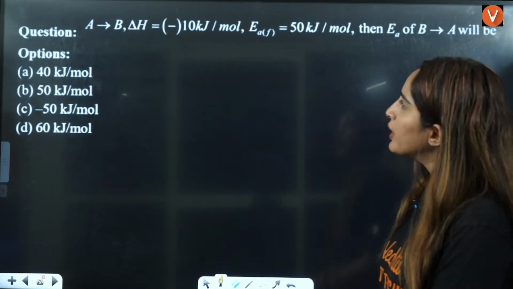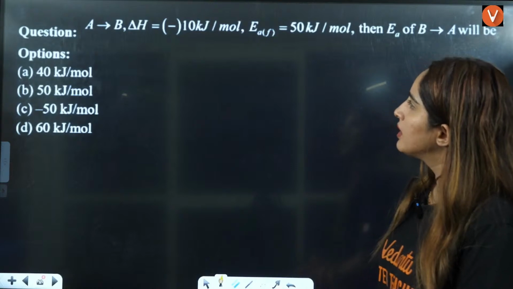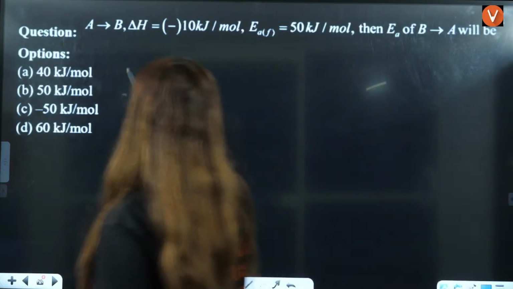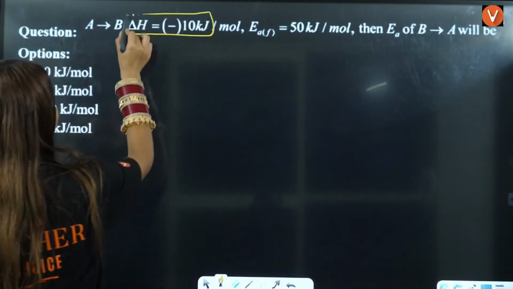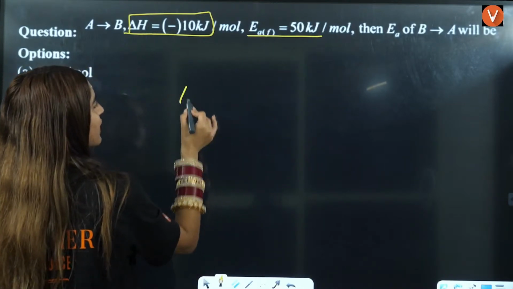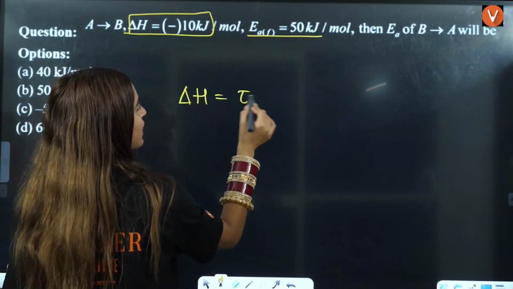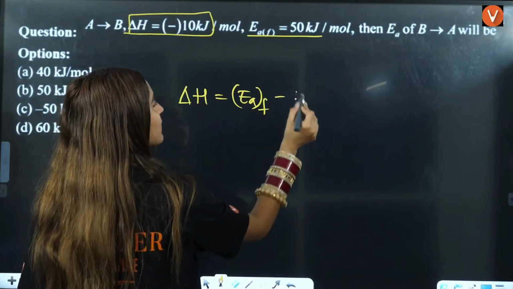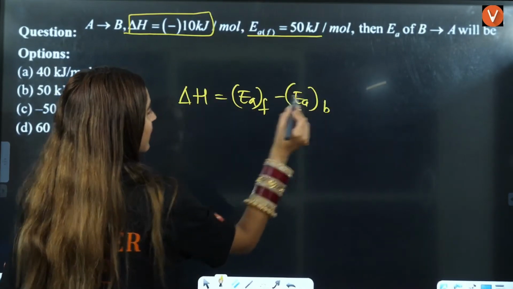Next is A to B you have, very simple. They have given you a forward reaction A to B where this is the delta H value. Forward EA they have given you, backward they are asking you. So delta H is equal to EA of forward minus EA of backward for an exothermic reaction.